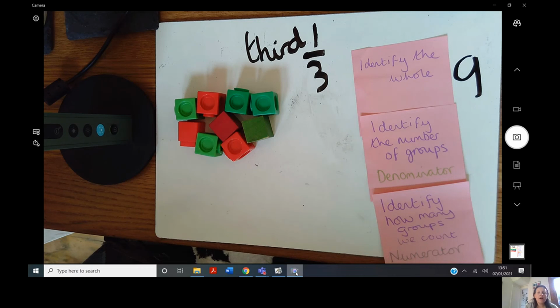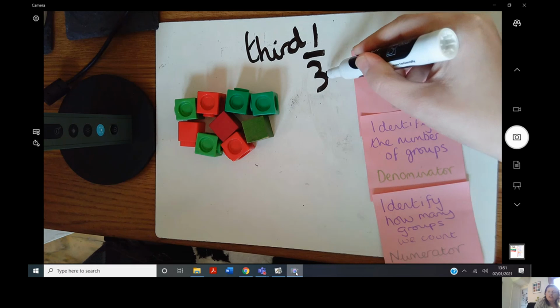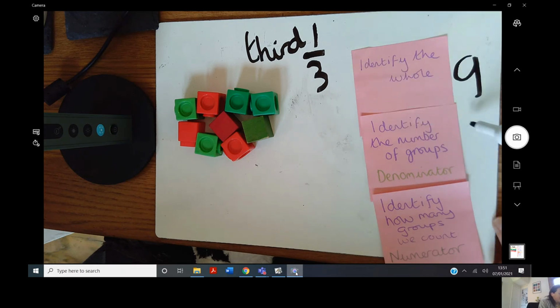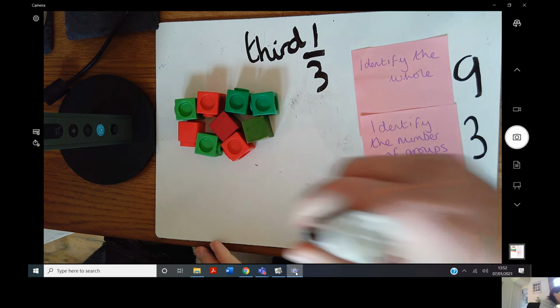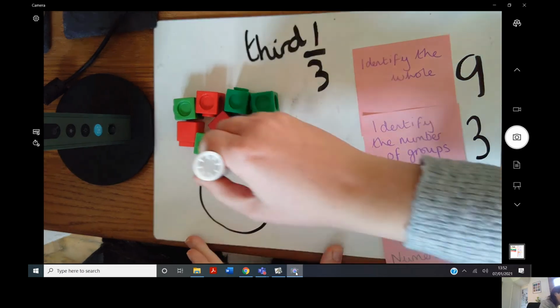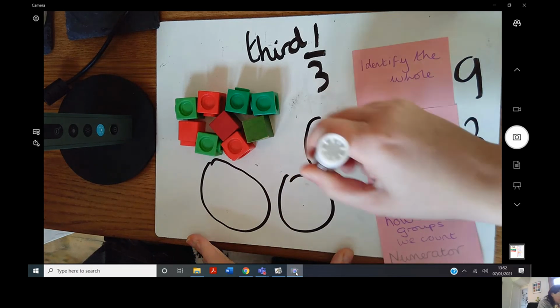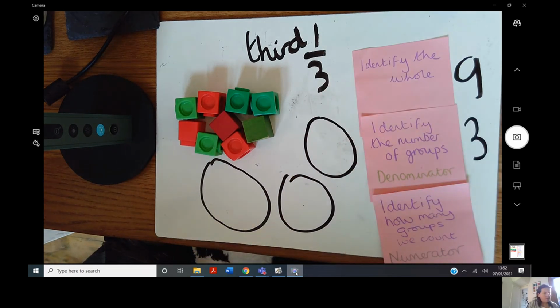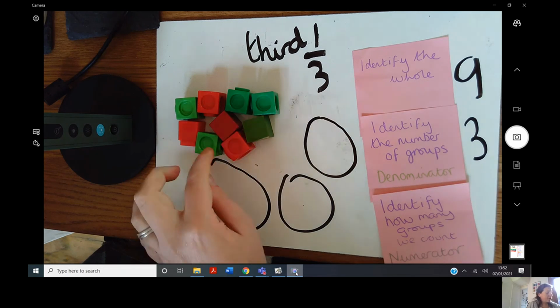I'm going to identify the number of groups that this whole is going to be split into. My denominator is going to give me that answer. My denominator is 3, and that identifies that I need to divide into 3 groups. I need to split equally between 3 groups. Are you starting to see the links between fractions and division? I hope you are. So I'm going to divide mine equally between 3 groups.